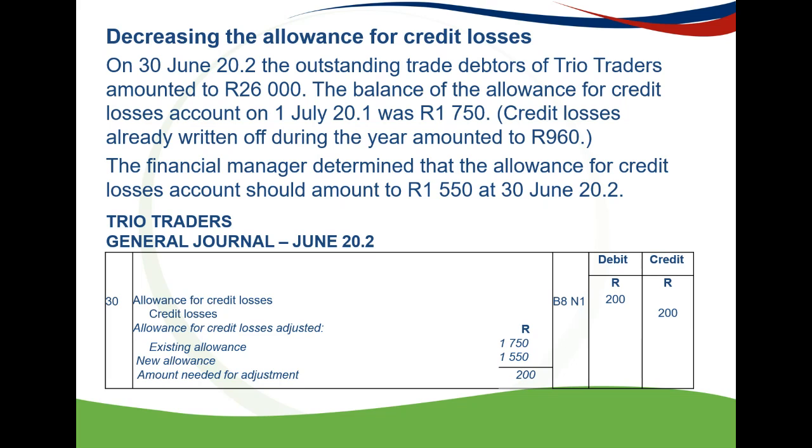When we look at the calculation in our general journal entry, we said our existing allowance was 1,750. Our new allowance must be 1,550, and therefore the amount needed for the adjustment is the 200 rand.